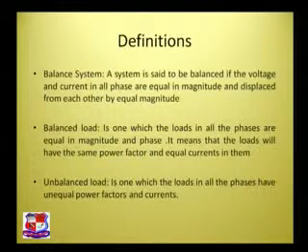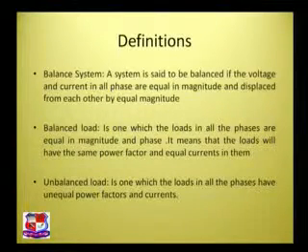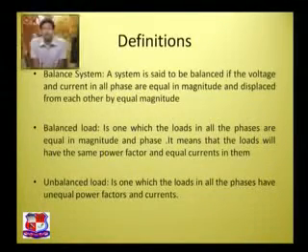Another definition is the balanced load, in which the load in all phases is of equal magnitude. It means that the loads will have the same power factor and equal currents in them. That is one definition, and another term is the power factor. What is the power factor?